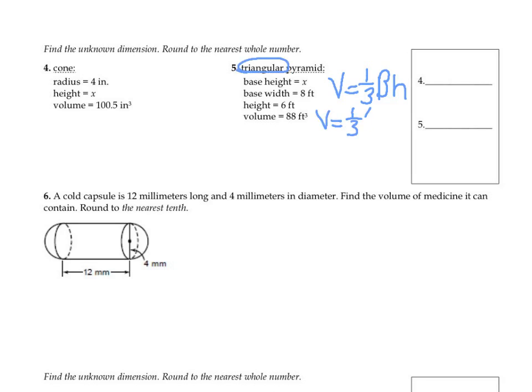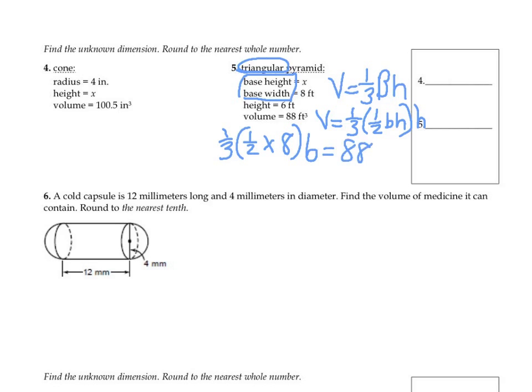So I'm going to say 1/3, and then all of my base stuff I'm going to put here in parentheses. That's 1/2 base times height. And then times the height of my pyramid. So I've got 1/3, and then I'm just going to look at the base information. So I have 1/2. The base is x, and we'll call the height h, or 8, times the height of the shape, which would be 6, and it's telling me that has a volume of 88.